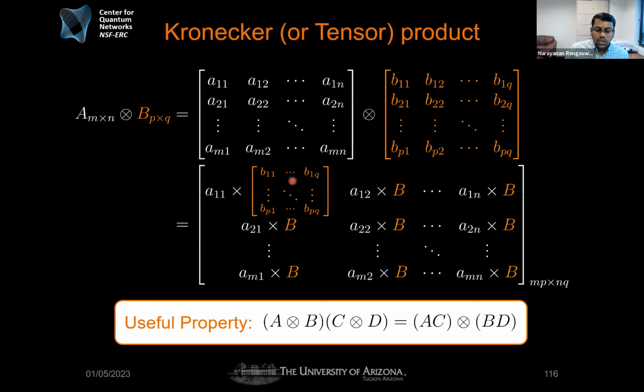But for our purposes, it just suffices to remember this property. So if you have a product of Kronecker products, you have A Kronecker B times C Kronecker D, then you can actually do the corresponding products first. So A times C and B times D, and then take the Kronecker product. So this is a super useful property so that you don't have to do this crazy math in your head all the time. So whenever you're applying matrices to qubits, you can just leverage this property to just apply the corresponding matrices to the corresponding qubits. You will see examples of this shortly.